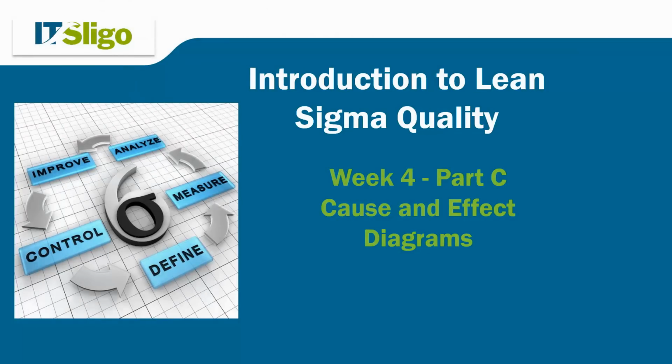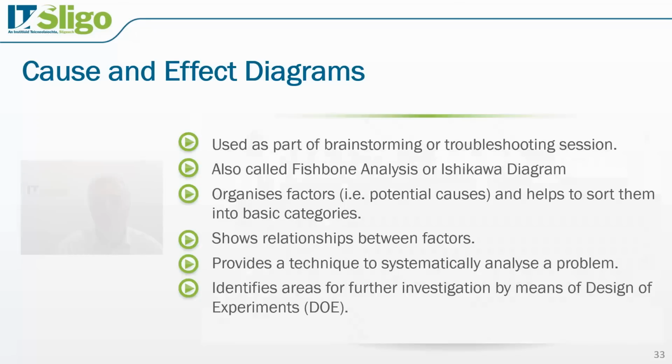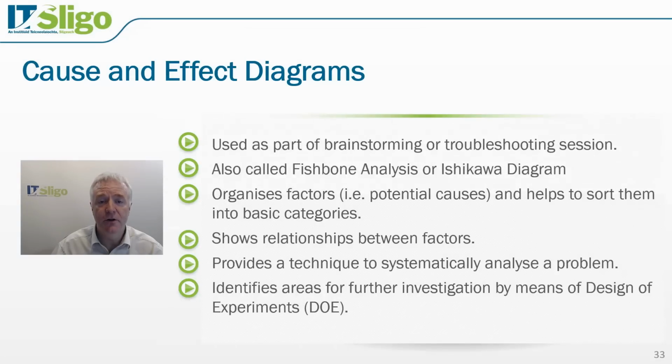In this section we will describe the cause and effect diagram. The cause and effect diagram shows in diagrammatic form the relationship between the problem under consideration, also known as the effect, and its potential causes. It is used as part of a brainstorming or troubleshooting session. It is also called fishbone analysis or the Ishikawa diagram, and it organizes the potential causes and sorts them into basic categories. Then it shows the relationship between these factors.